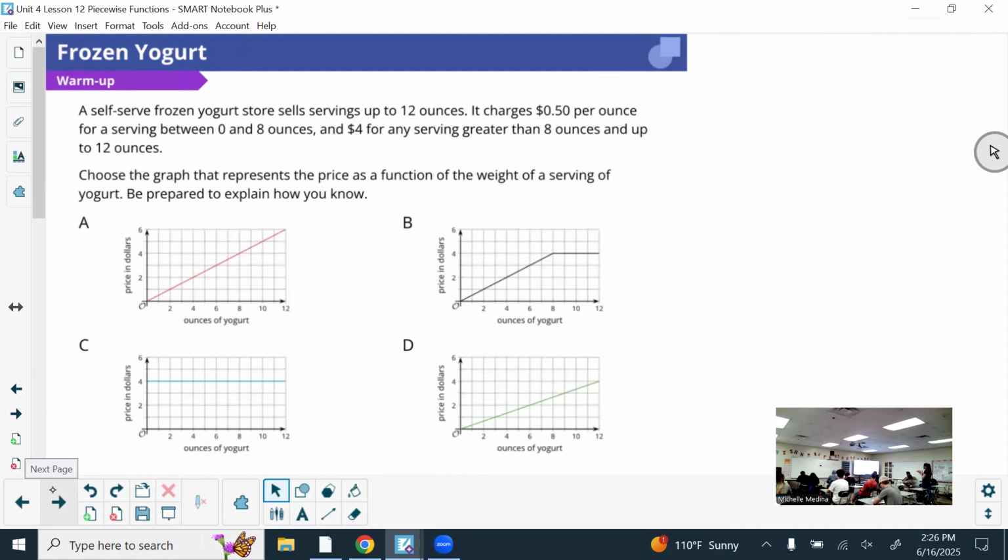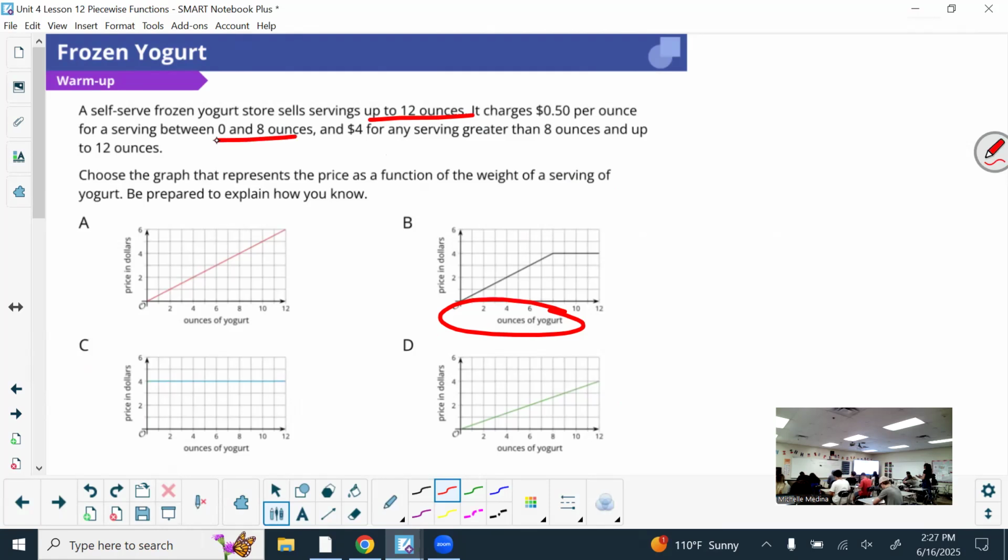So like domain and range. Domain is all the what? X's. Look at what our x-axis is labeled: ounces of yogurt. So for different intervals in the domain, they sell up to 12 ounces. From 0 to 8 ounces, it's a certain price. What's the price from 0 to 8 ounces? Nope, it's not $4. Again, 50 cents per ounce. So here's an example of an interval in the domain. The range for that part of the domain is that it costs 50 cents per ounce.